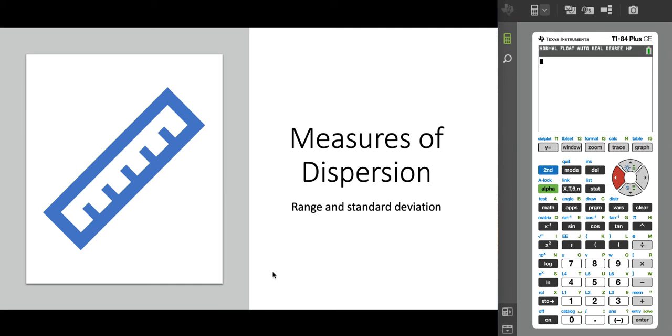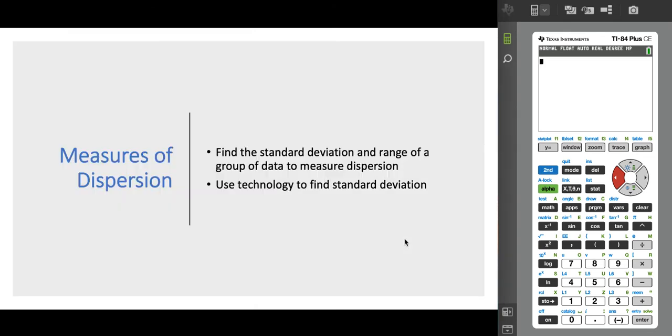In this screencast, we're talking about measures of dispersion. That is the range and standard deviation. What we're going to be doing in this screencast is we're going to find the standard deviation and the range by hand of a group of data, and we're going to do that to measure dispersion. And then we're going to do this with technology. So we'll use the TI-83 or the TI-84 to find standard deviation.